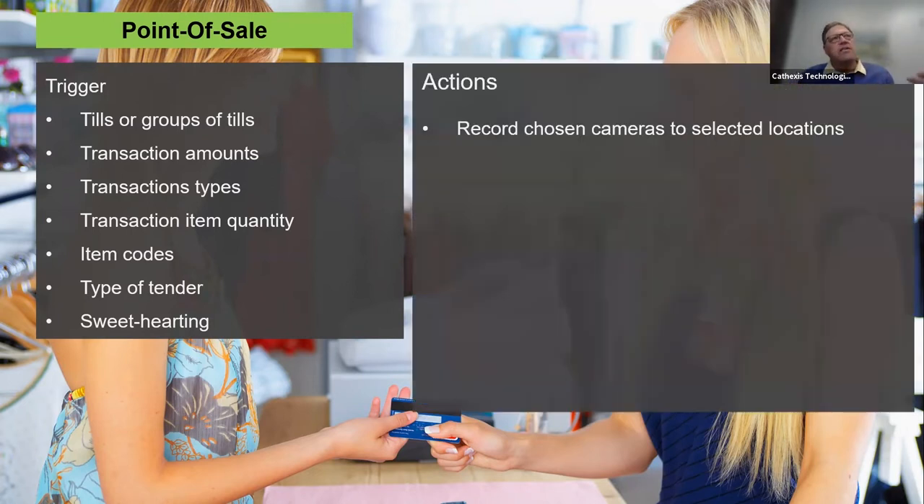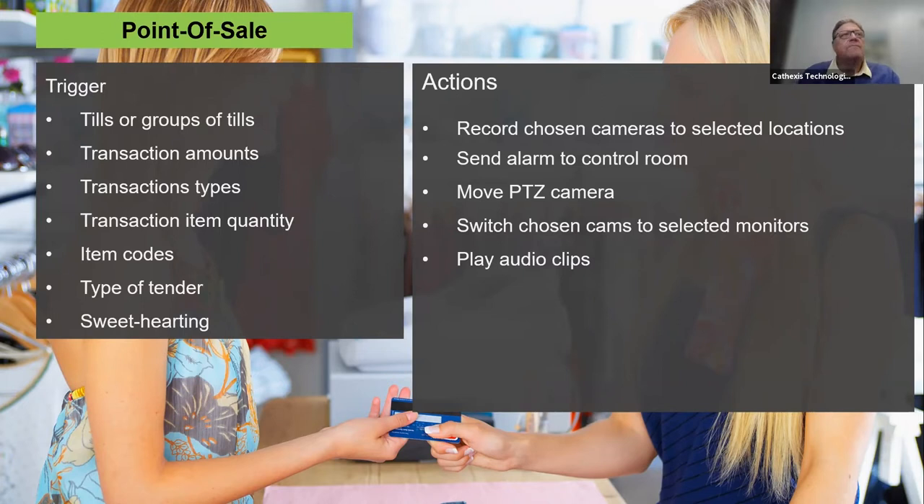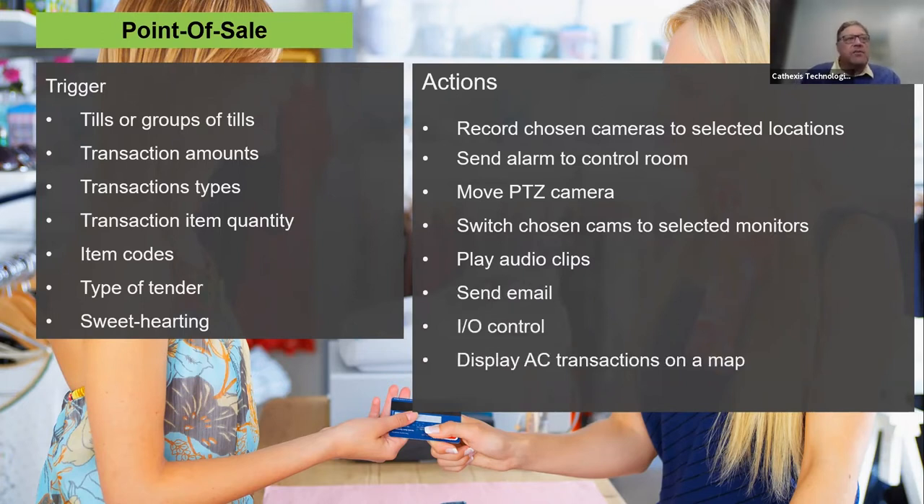Again, your actions are very similar. So if there's a particular refund at a counter, what do you want to do? You want to record that video. You want to send an alarm to a manager, whether via email or SMS or via a control room environment. Move a PTZ camera, switch the camera to the monitor, play an audio clip, et cetera, much like all the other integrations, but your triggers are quite different for point of sale.